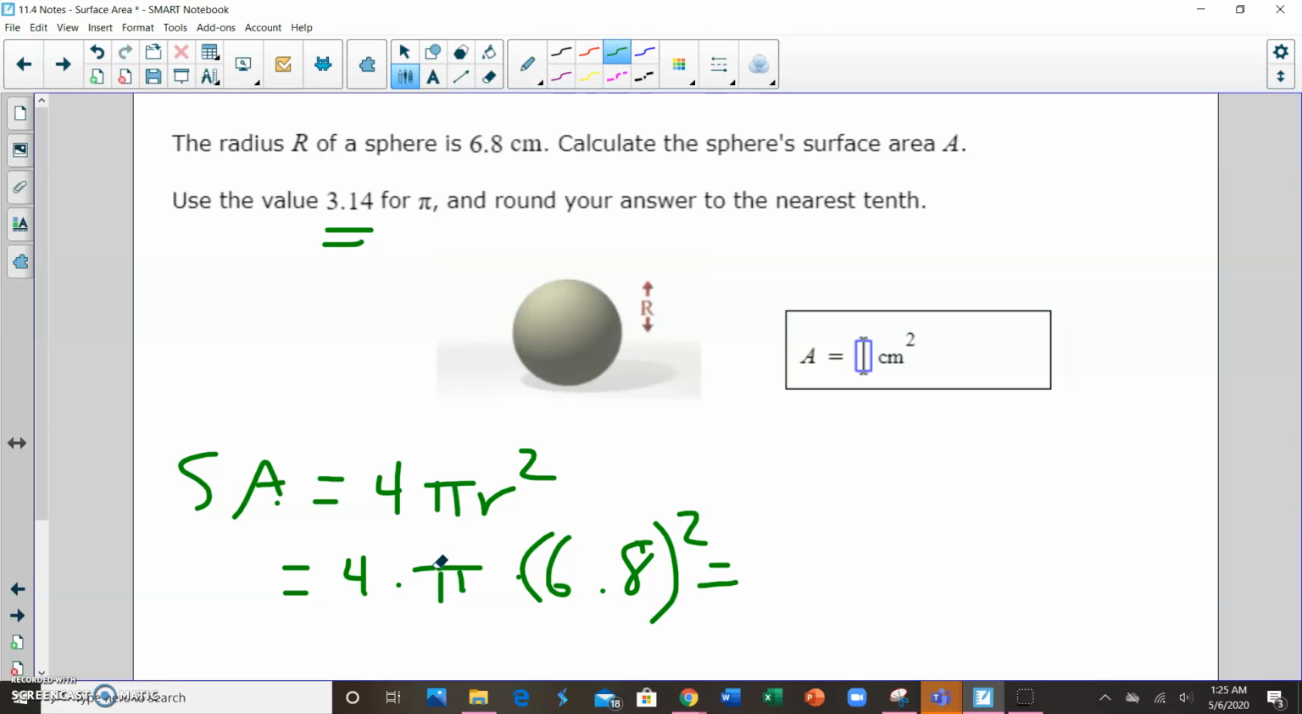And units are always squared: centimeters squared, meters squared, miles squared, because it's an area. A base and a height gives you 2 dimensions. Surface area is a 2-dimensional figure, 2 dimensions.